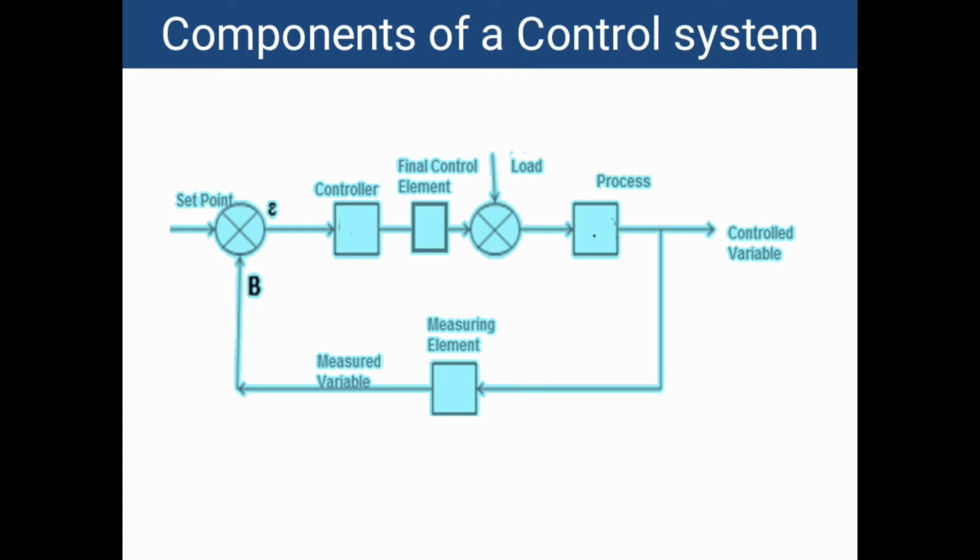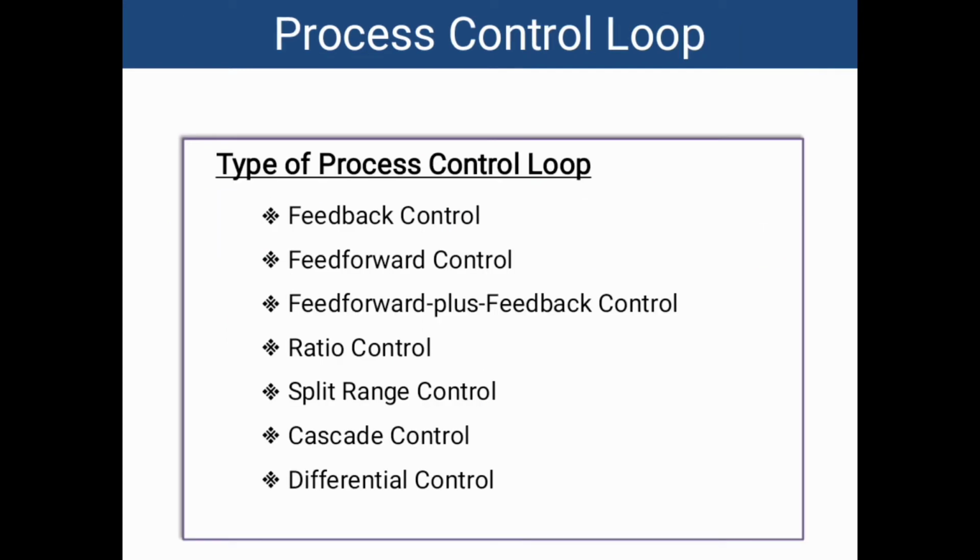A control system consists of a process. The process variable is measured by a measuring element. The measured variable is compared with the desired value. Our desired value, which we have already fixed, is the set point. This measured variable is compared with the set point, and the difference between the measured variable and the set point is generated as an error. This error goes to the controller. The controller will adjust the final control element to maintain the process parameters. So these are the components of a control system.